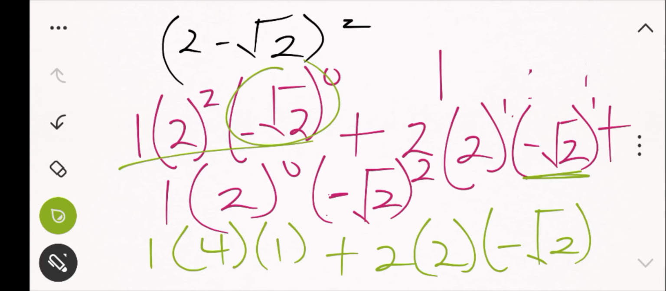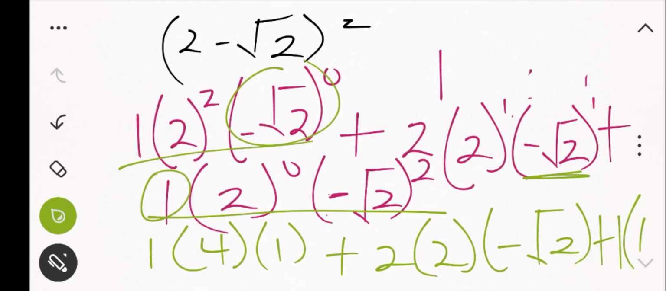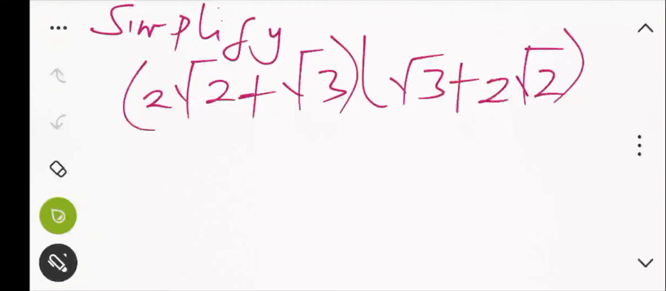Then the last term here, sorry for the cancellation, remember we have 1, so plus 1 because of this. This will go to the power of 0, another 1, right? And this is negative root 2 to the power of what? 2. Negative root 2 to the power of 2. What is negative root 2 to the power of 2?